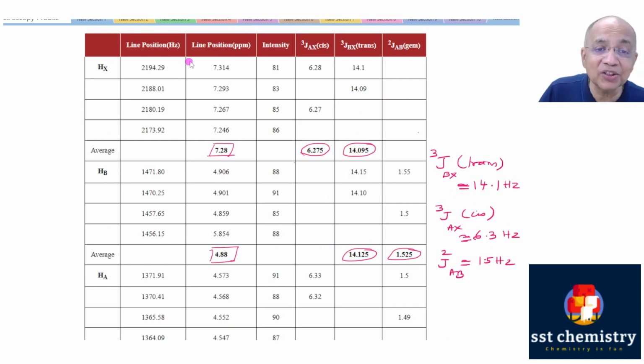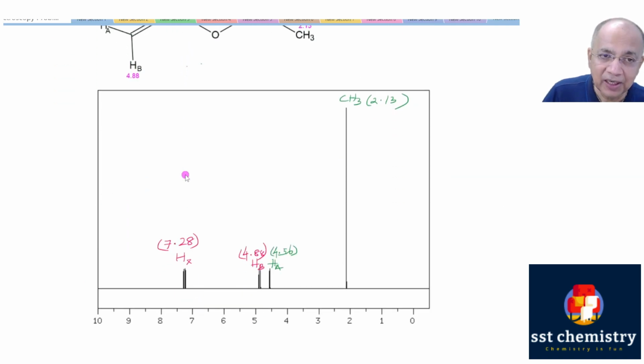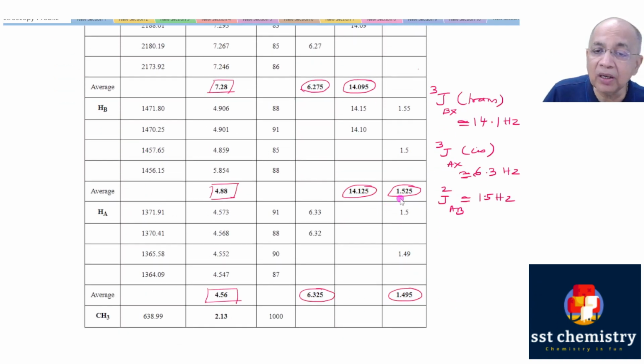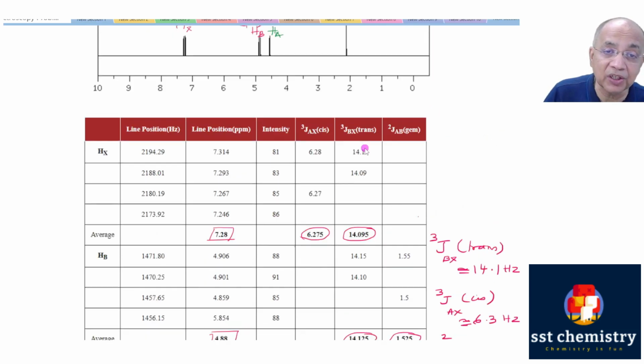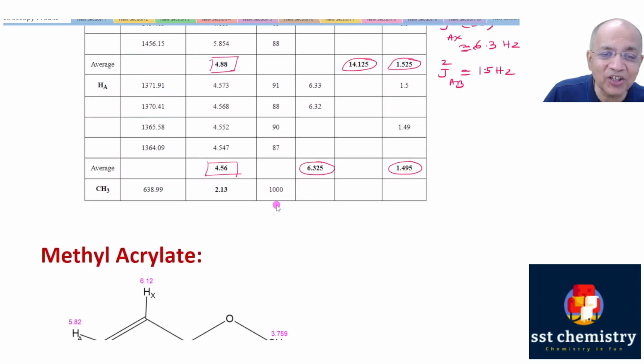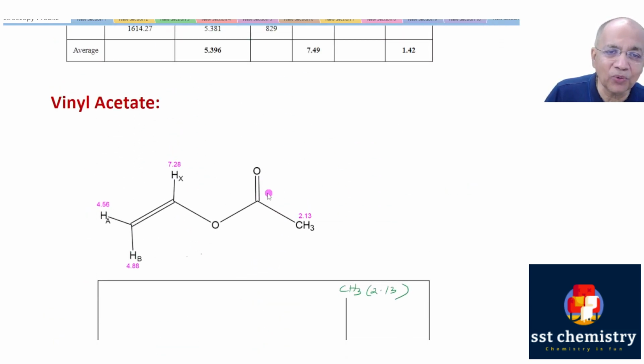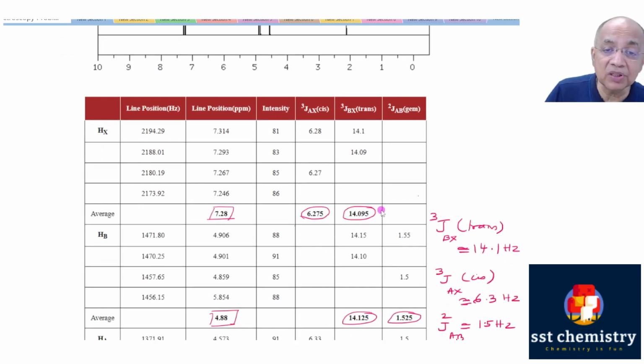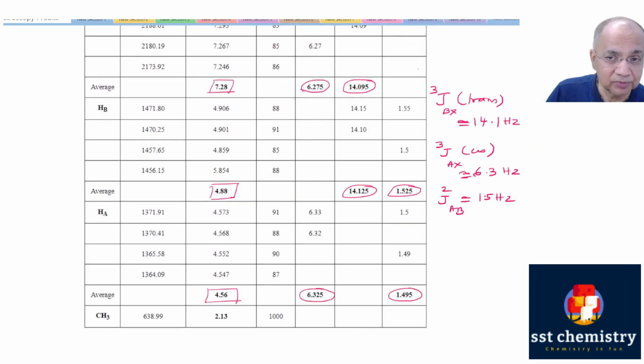So the similar calculation has resulted: the 7.28 peak involves the 2 larger coupling constants, so undoubtedly it is for HX. And for HB, we involve the geminal 1.5 and the largest coupling constant, so it has to be HB, 4.88. And for HA, it will involve the intermediate J3 cis and the small J2, geminal. Therefore, we have not only assigned the peaks correctly, but also found out the J values from the data set and averaged for the trans, cis J3 and J2.